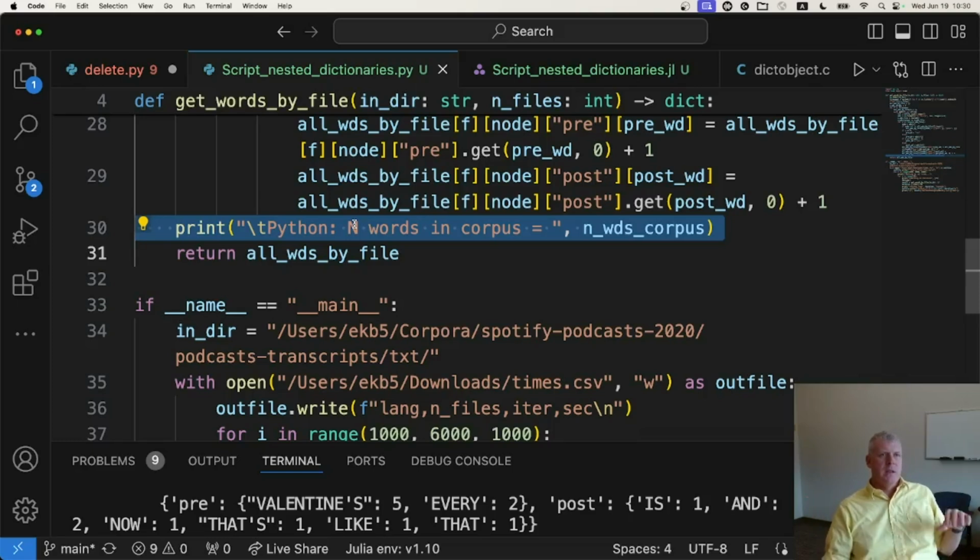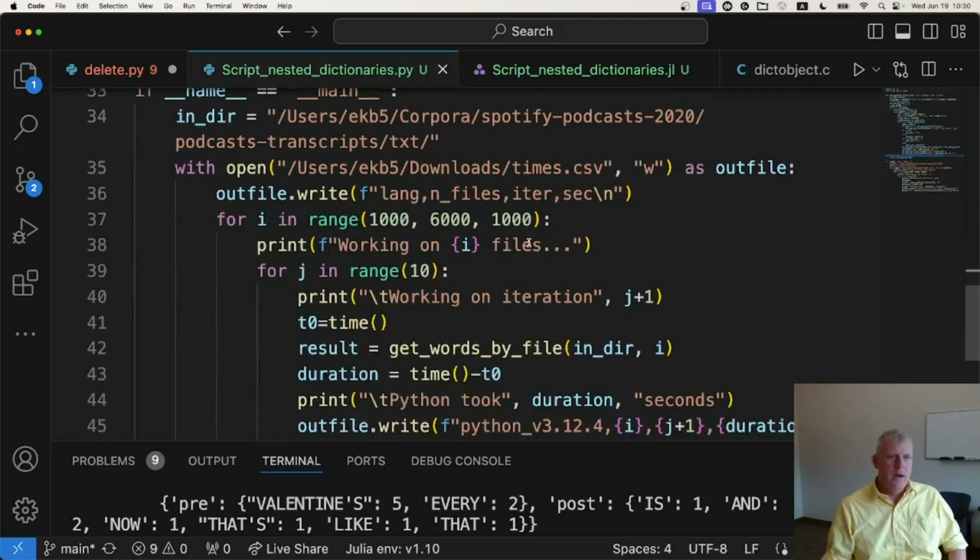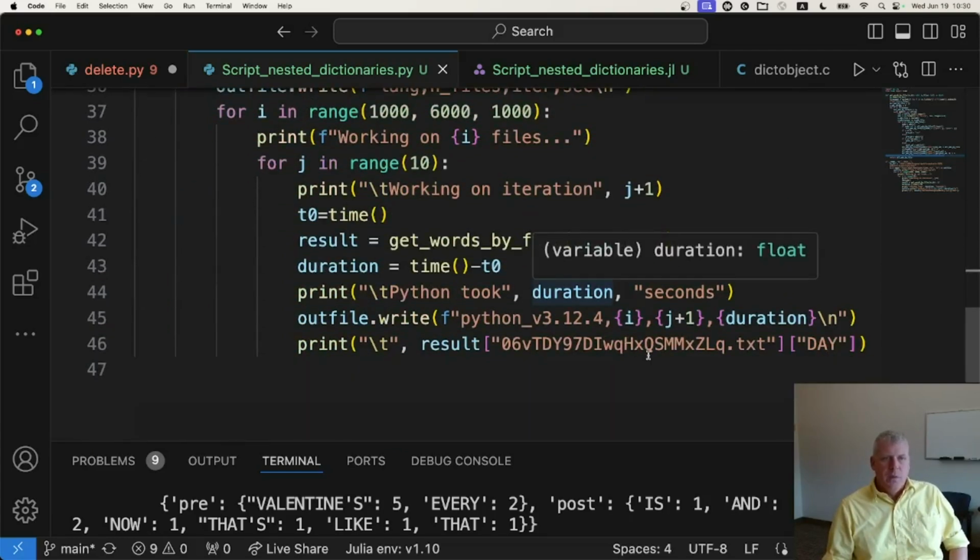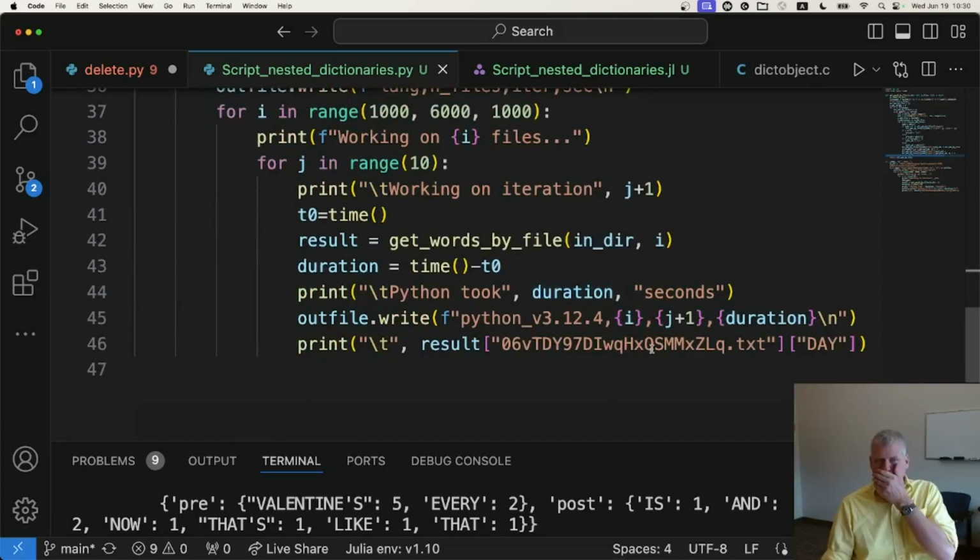Just so I can make sure I'm getting the same results from Python and Julia. I have it do that. I also have it write out the previous words and their frequencies and the following words and their frequencies for the word day in this specific text file, just as a quick way of making sure I'm getting the same results from Python and Julia.